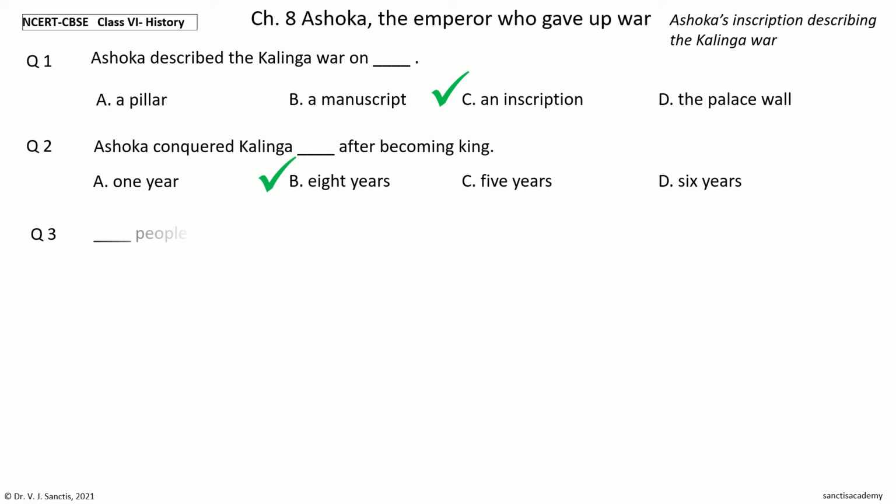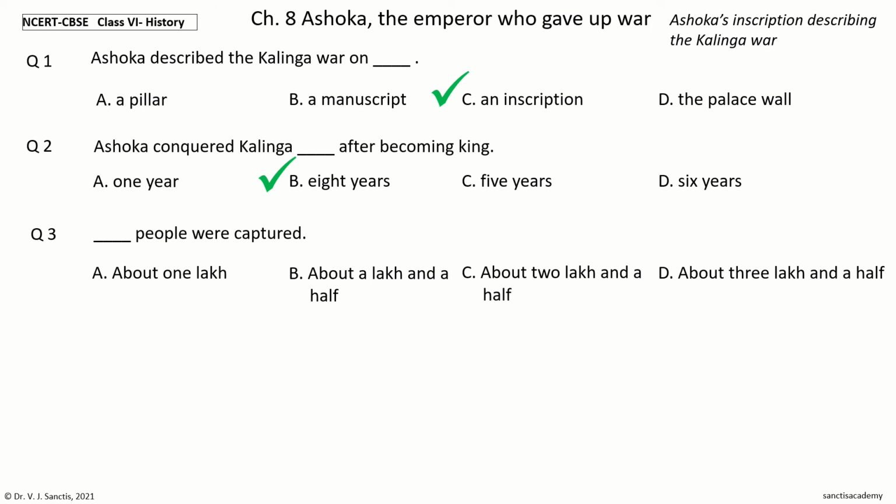Question 3. Dash people were captured. The options are about 1 lakh, about 1.5 lakh, about 2.5 lakh, about 3.5 lakh. Your time to choose. And the answer is about 1.5 lakh. So, about 1.5 lakh people were captured.